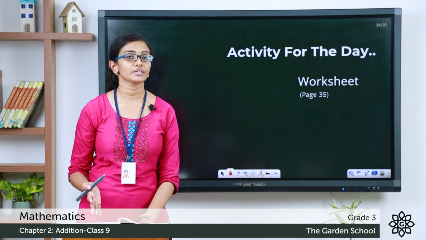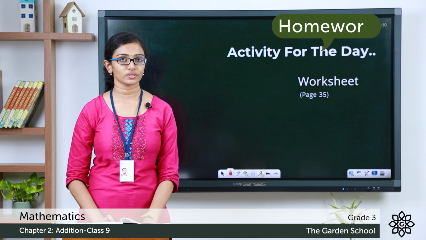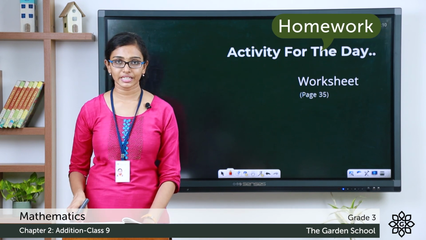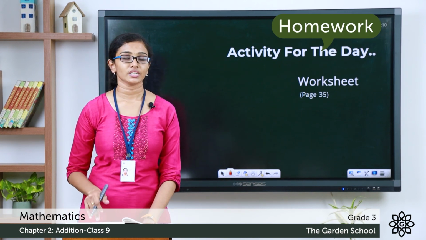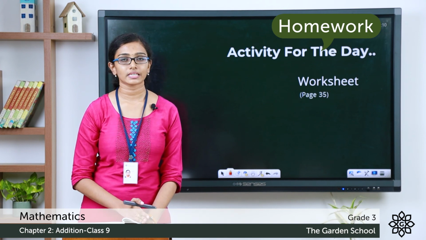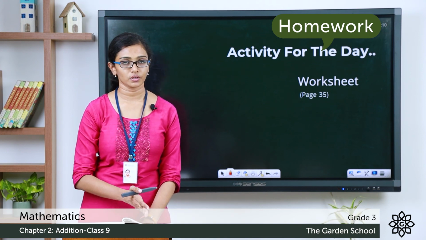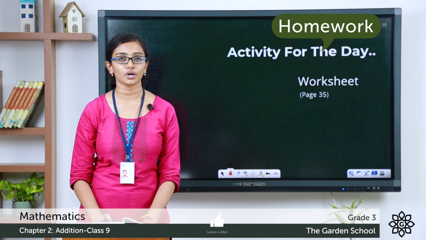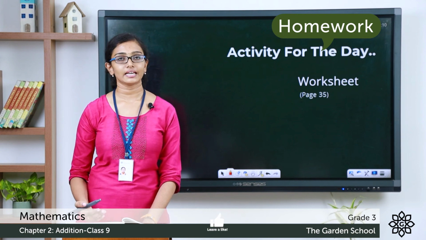Today we had a revision session and as an activity for the day, please look into page number 35. You can see a worksheet there. You have to go through all the concepts once again and also the revision station page and then do the worksheet. Please do take a picture and send us.